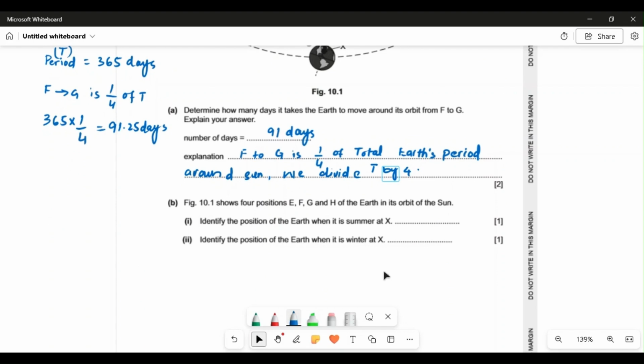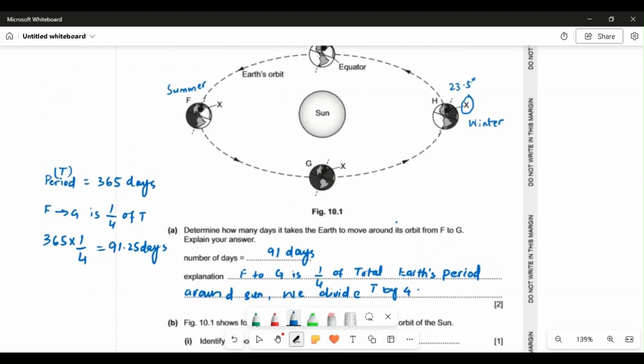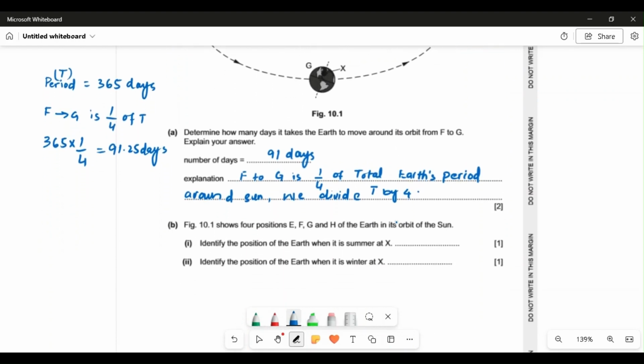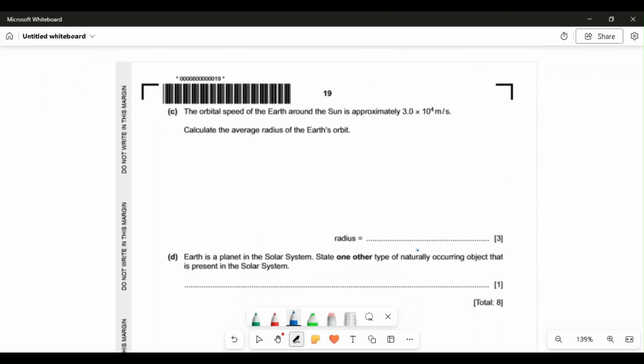Figure 10.1 shows the positions E, F, G, and H of the Earth in the orbit of the Sun. Identify the position of the Earth when it is summer at X. I just told you earlier that summer is F because the part of the Earth facing the Sun is X most of the time. So this is F because it is facing most of the time. Whereas the position of the winter will be H because the Earth is facing the Sun for much less time.